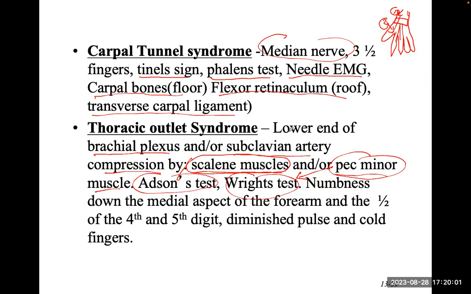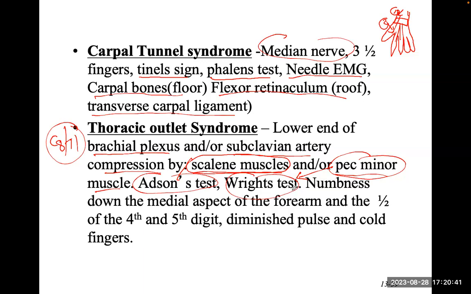If the patient turns their head to the right, looks up, and takes a deep breath from their mouth, which activates the scalenes, and the pulse is fine, but the patient feels numbness and tingling down their arm, especially the inside of the elbow, then the scalenes are compressing the lower end of the brachial plexus, specifically the C8 and T1 area. When you look at the C8 and T1 dermatome, you'll see that it's the inside of the elbow, the inside of the forearm, and the pinky and half of the ring finger.